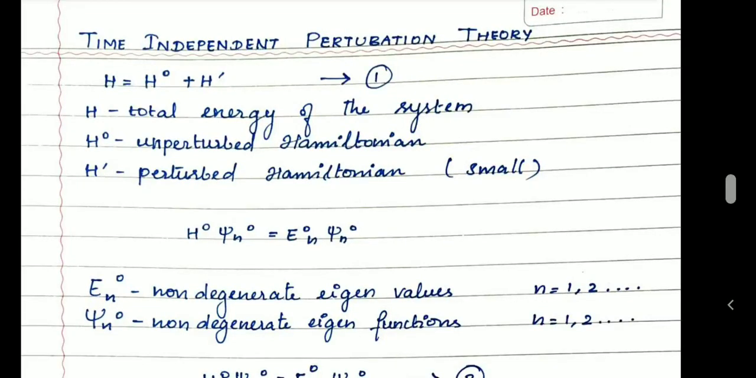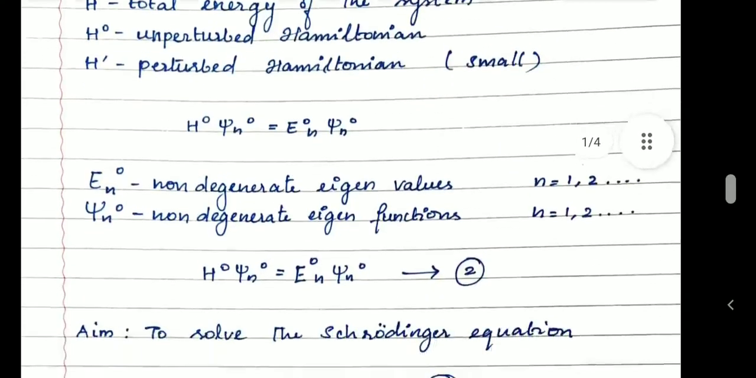Today we are going to see about time independent perturbation theory, where the total energy of the system is the sum of the unperturbed Hamiltonian and the perturbed Hamiltonian. Perturbed Hamiltonian is nothing but a small disturbance in the system. So it can be written as H naught psi n naught is equal to E n naught psi n naught, where E n naught is non-degenerate eigenvalues and psi n naught is non-degenerate eigenfunctions, and n takes the value of 1, 2, 3 and so on.